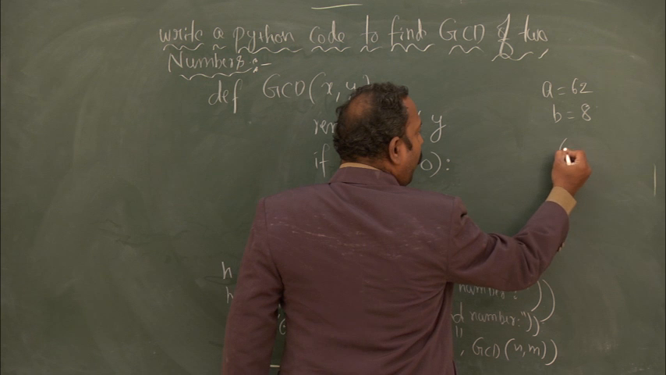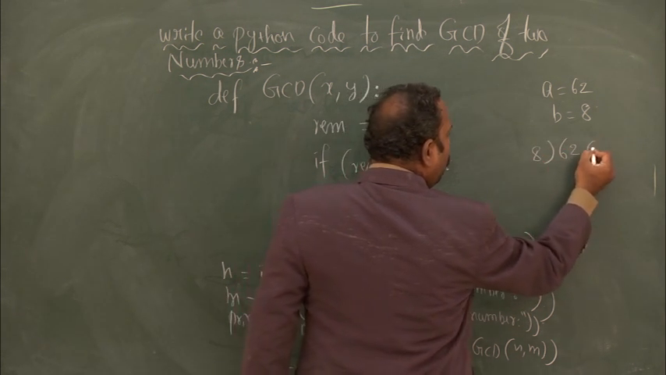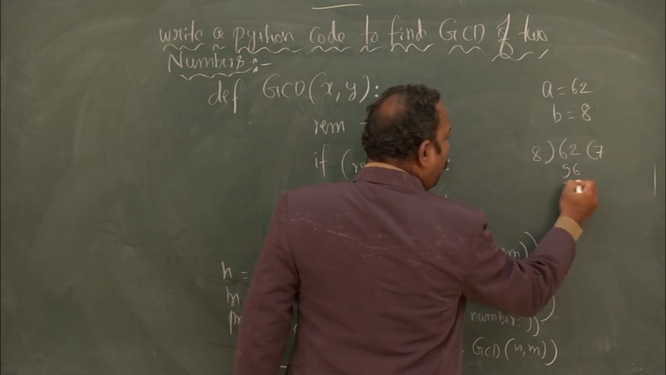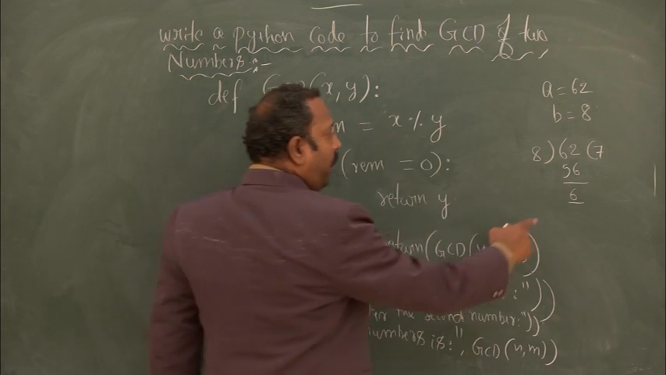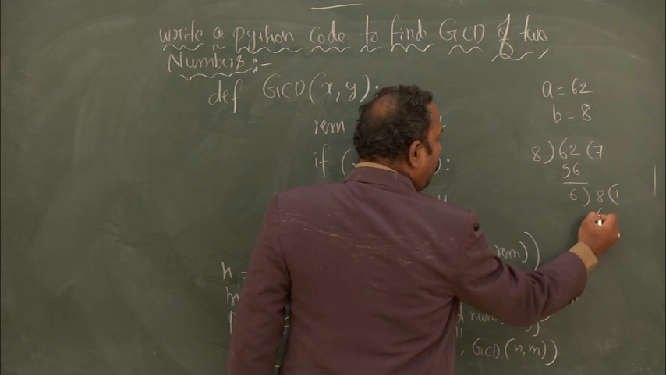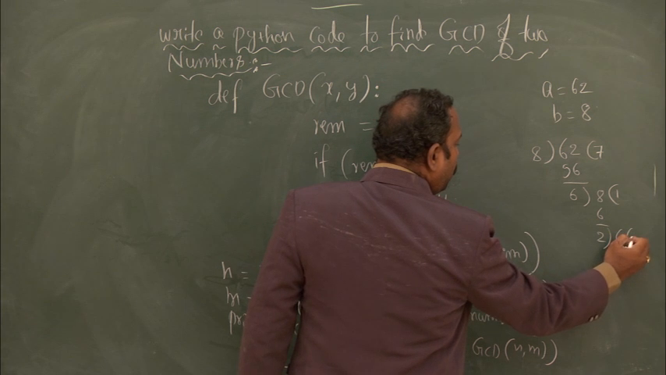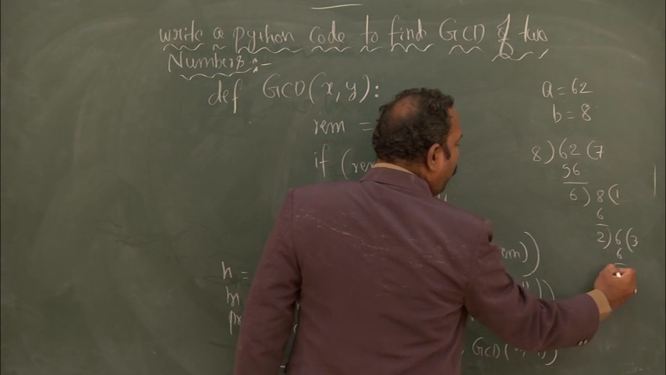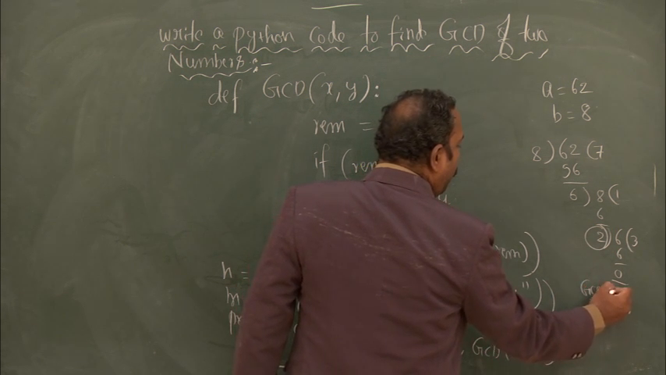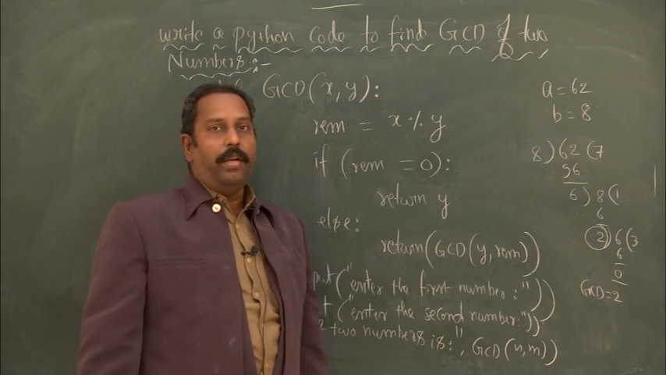For example, I will divide 62 with 8. 8 sevens are 56. What is the remainder value here? 6. Now divide 8 with 6. 6 ones are 6. Remainder value is 2. Now divide 6 with 2. 2 threes are 6. Remainder value equal to 0. So 2 is the GCD of the given two numbers 62 and 8.